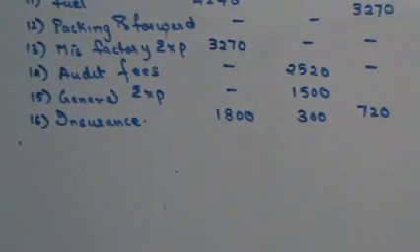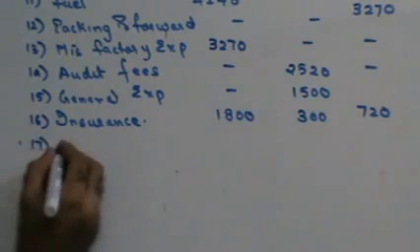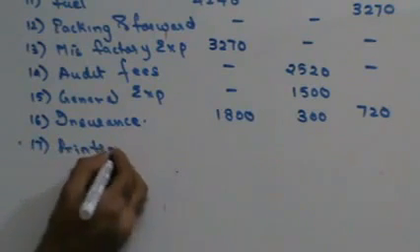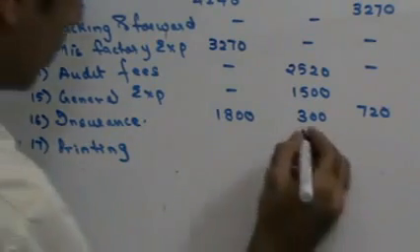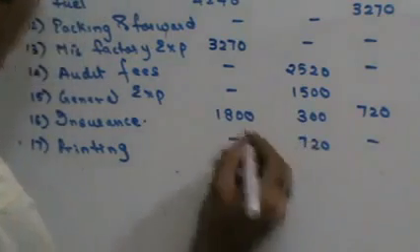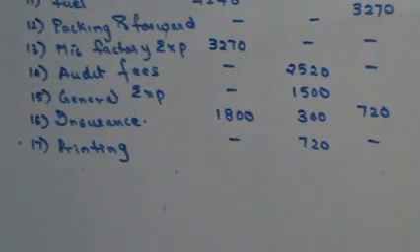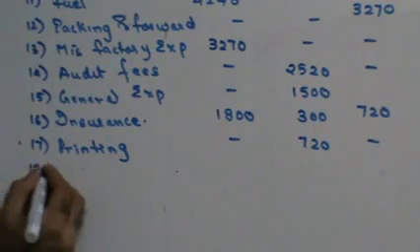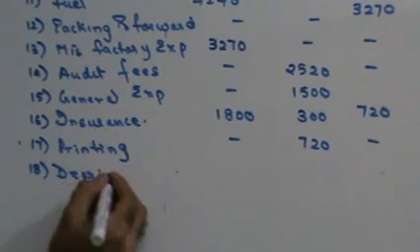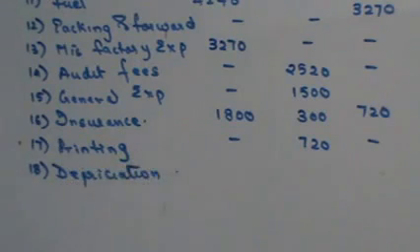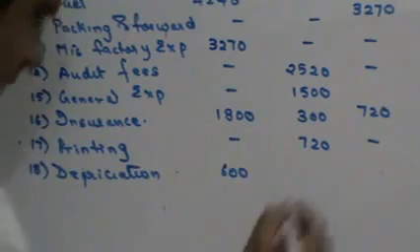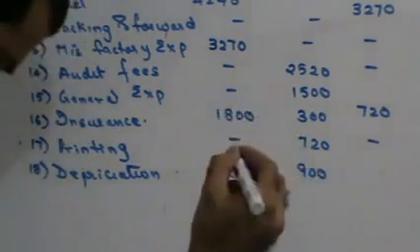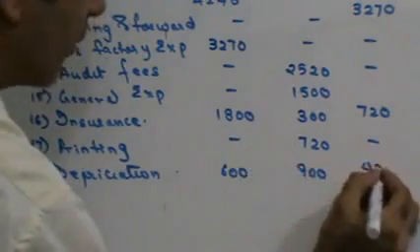Right? Similarly, printing and stationery, factory is 720. Then you have depreciation of factory furniture. Depreciation of factory furniture is 600. Office furniture is 900, and showroom is 420.